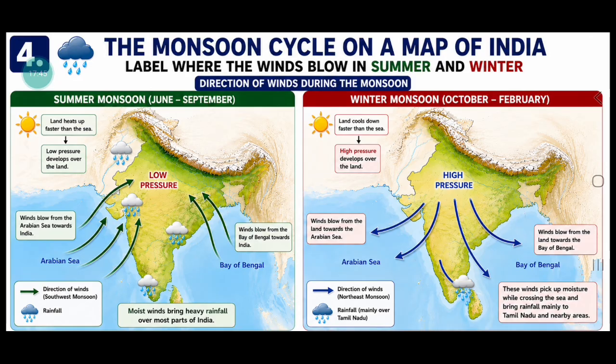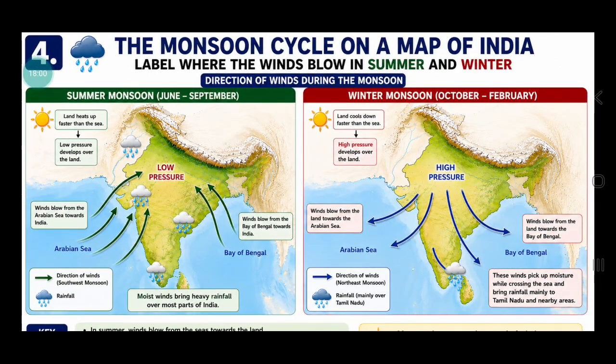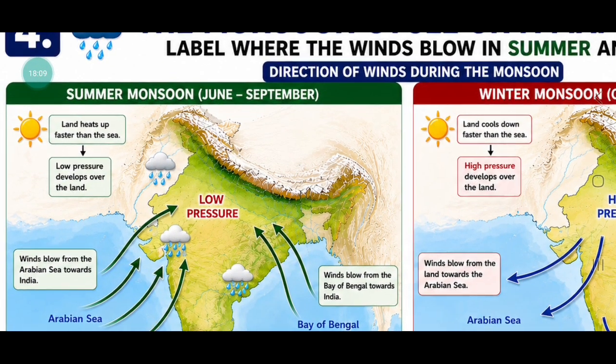Next: draw the monsoon cycle in summers and winters on a map of India. Fine. So we need to draw and answer as well. Two bullet points are mentioned here. Label where the winds blow in summer and winter and show the direction of winds during the monsoon. Okay. So first of all, arrival of monsoon.